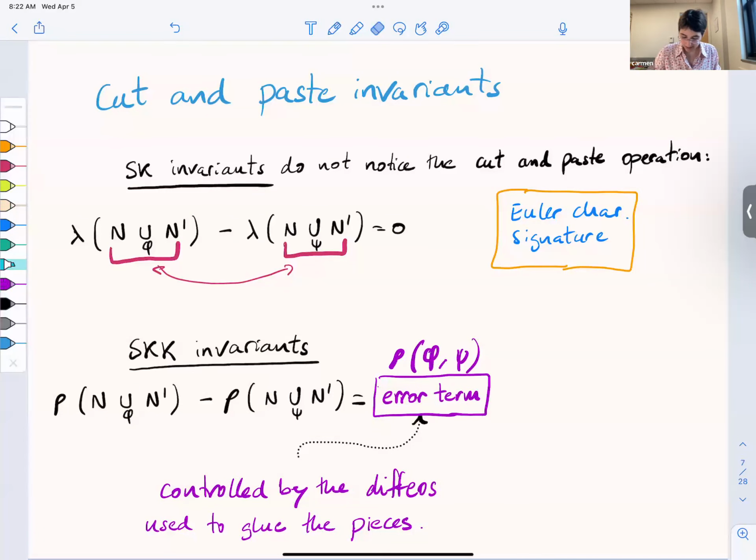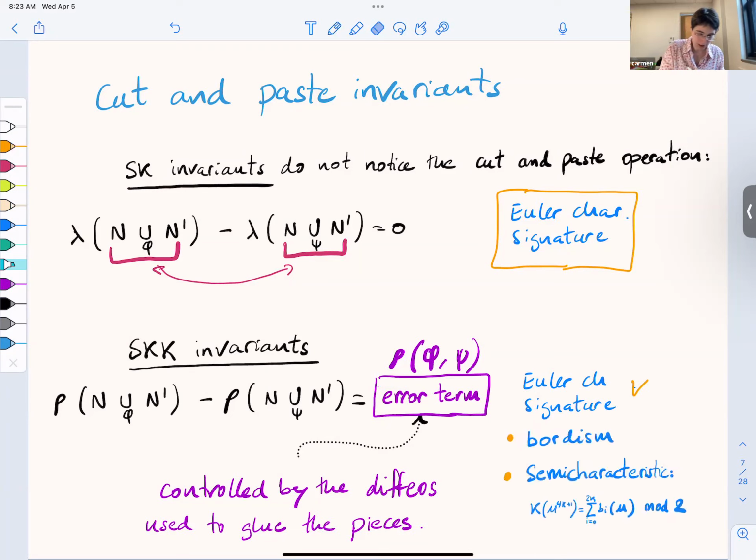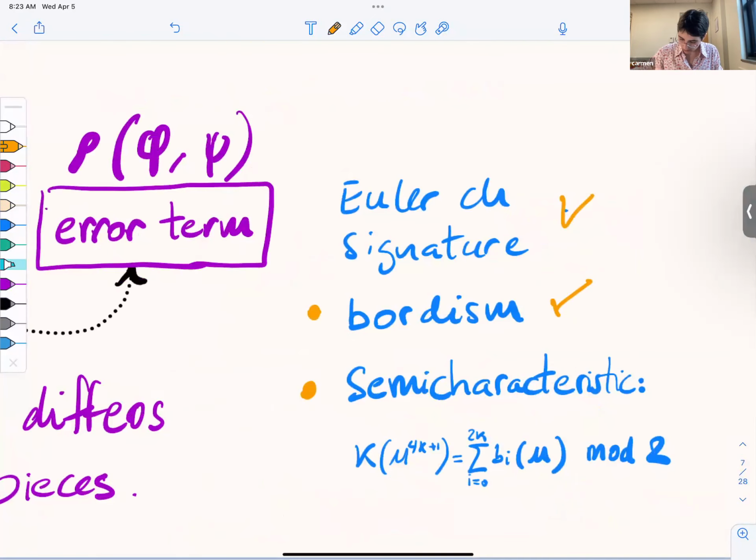By relaxing the definition in this way, you're actually getting a lot more invariance. First of all, you do get the Euler characteristic and the signature, because that error term could have been 0, and then you would be back in the SK situation. But you don't only get those invariants, you get a lot more. One important thing is that all bordism invariants are SKK invariants. In addition to that, you also get this interesting invariant. The formula maybe looks a little small there, so let me zoom. The semi-characteristic.